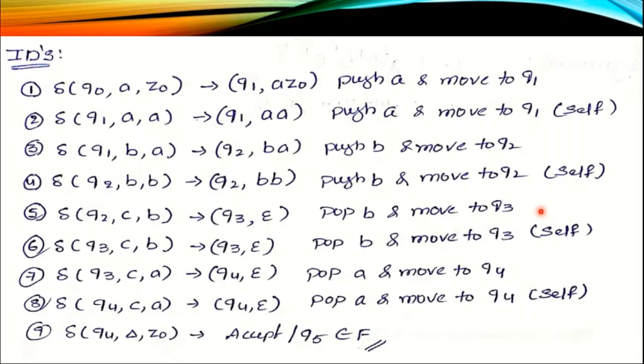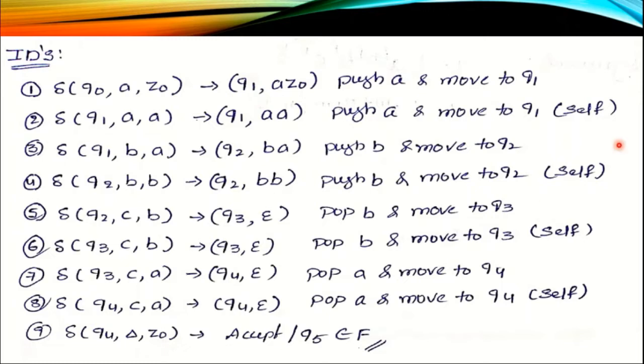To develop the IDs for this language, clearly, when we read any number of a's from some specific state, after completion of a's only b can occur. That means once b occurs, a can never be allowed in the given language. So after completion of a's we change the state. When we read i number of a's, we perform the push operation, and when we read b, we change the state and perform the push operation, and for any number of b's perform the push operation from here. After that, when we read c, we change the state and perform the pop operation.